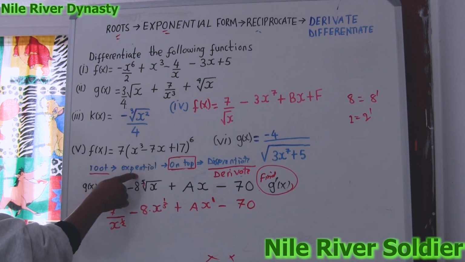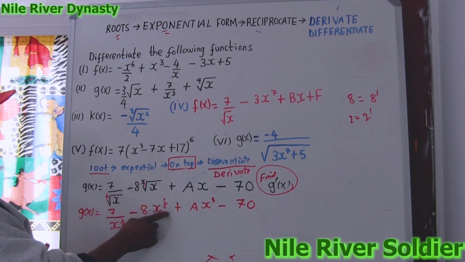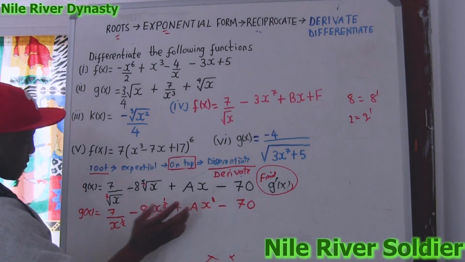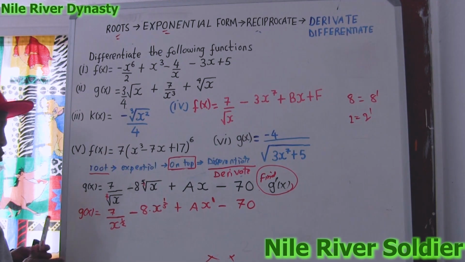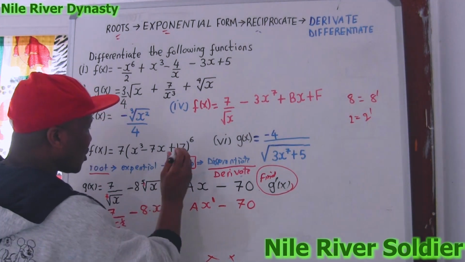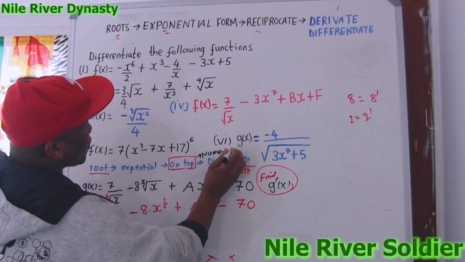Everything is exponential. The next step, everything must go to the top. This is a problem, must go to the top. This one is already on top, this is on top, that's on top. It means it's on the numerator. I should say numerator. I think numerator would be a more suitable word. So everything must be numerator. Okay, now let's go.